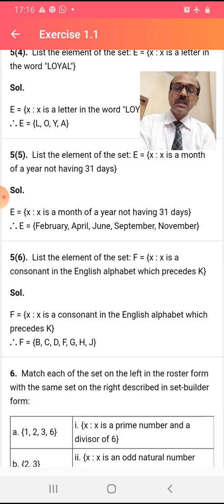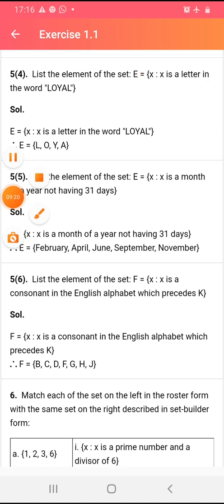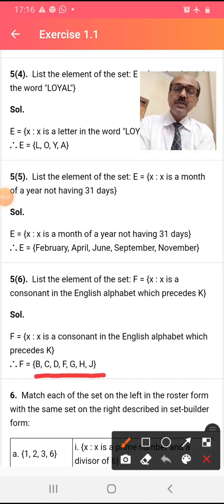Number 5, part 6. List the elements of the set. X is a consonant in the English alphabet which precedes K, that is, before K. So consonant, not vowel. So start from B. So B, then C, D, F, G, H, J. Before K, up to J. So this is the required set.